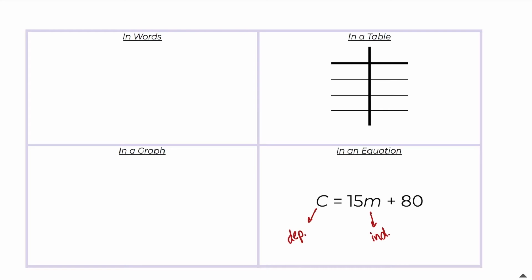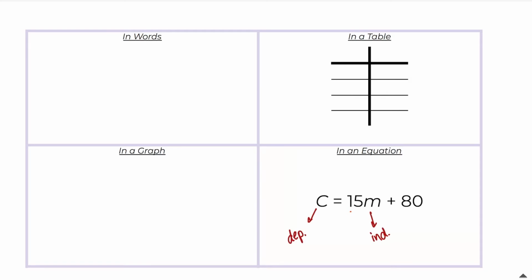And we know that because the equation is literally saying that the cost is equal to 15 times the m, which is the independent variable, plus 80. So our equation is literally saying that the cost is dependent on whatever m is multiplied by 15 plus 80.